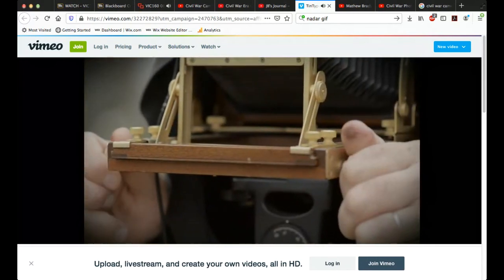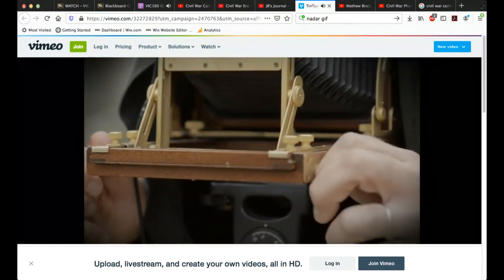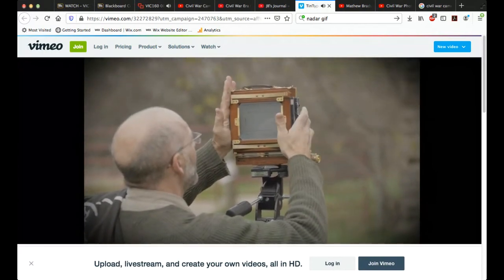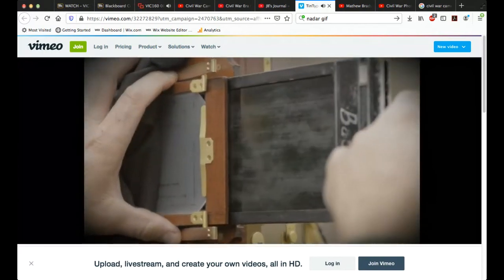And it occurred to me, one of the first forms of photography I ever really consciously thought about, which was the Civil War era photography, was wet plate collodion. Here I am doing it now.